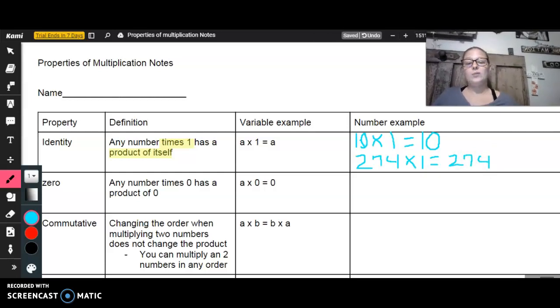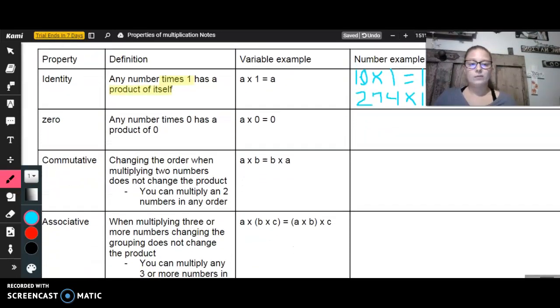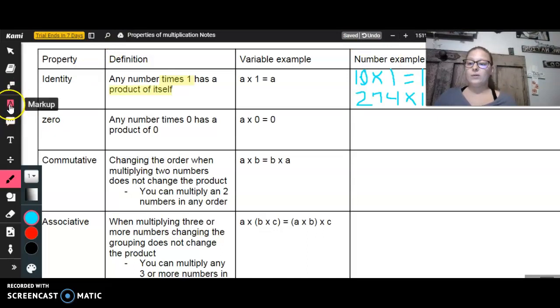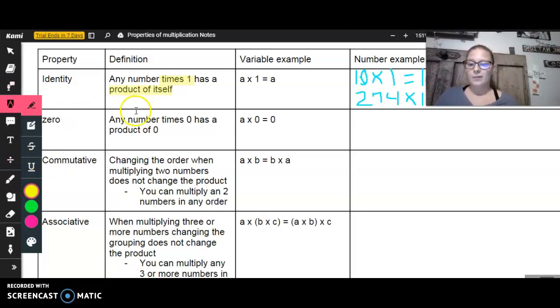Next, we are going to move on to the 0 property. This property is also very simple. The 0 property is any number times 0 has a product of 0. So this time, anything times 0 is going to be 0, whereas anything times 1 was going to be the number itself. So I'm going to highlight times 0, product of 0. If you guys want to highlight, star this on your notes also, that would be great.